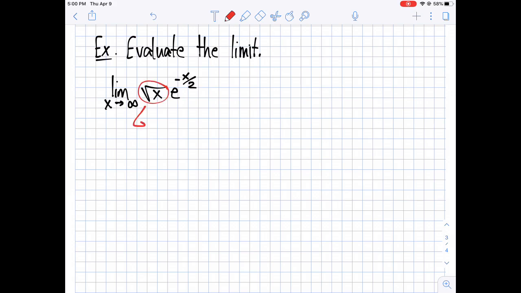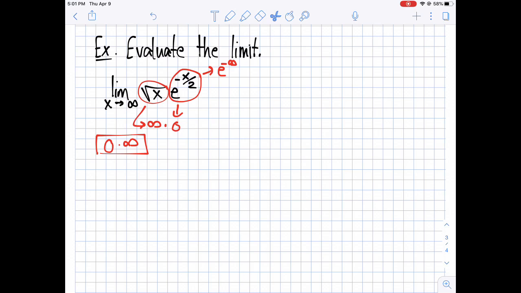This time we have the square root of x. That's going to approach positive infinity. And we have e to the negative x over 2, which is going to go to e to the negative infinity, which you have to recognize is actually going to go to 0. And so we have the product of the two of them, which means we do have an indeterminate form: 0 multiplied by infinity. And so we're going to have to deal with that indeterminate form.